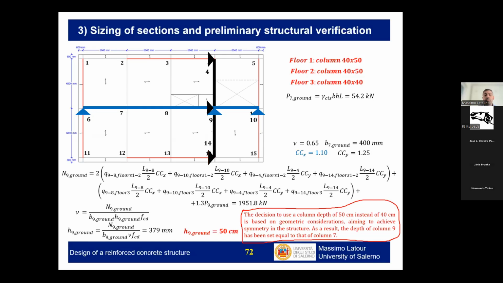Okay, so column 9, even if it is carrying less load than column 7, is designed to be equal, to keep symmetry, not because of static considerations.